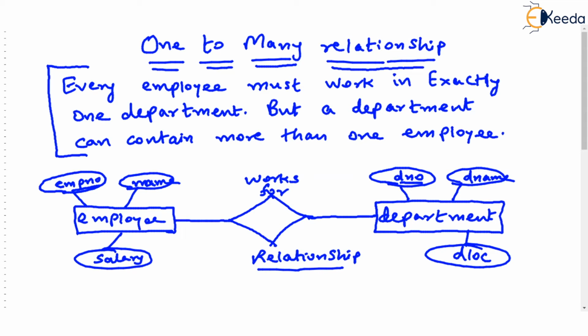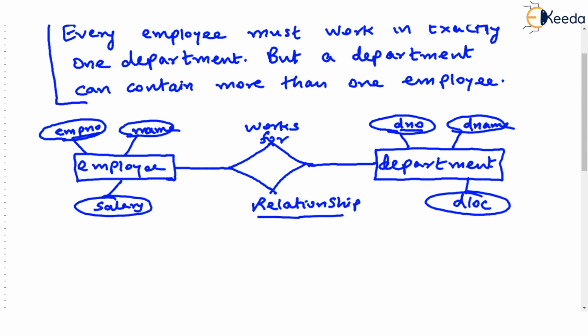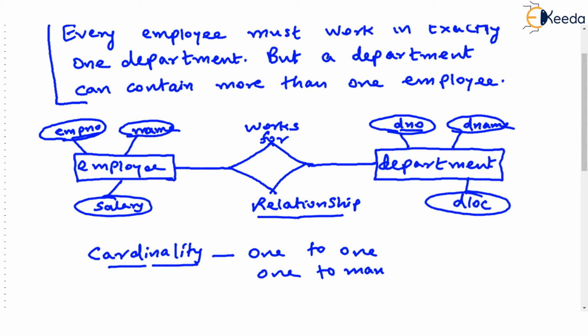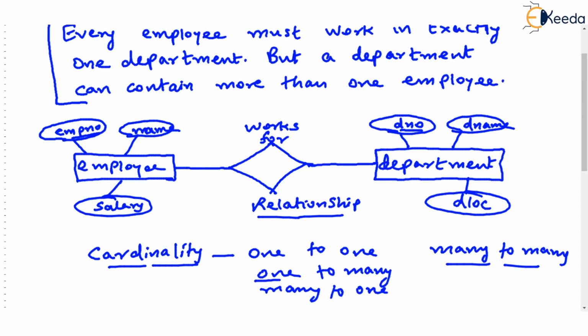Now, any relationship between the two entities has or is recognized by cardinality. Cardinality. The cardinality can be one to one, or it can be one to many, or it can be many to one, or indeed many to many. Now, which kind of cardinality does this relationship have? It is basically one to many cardinality.